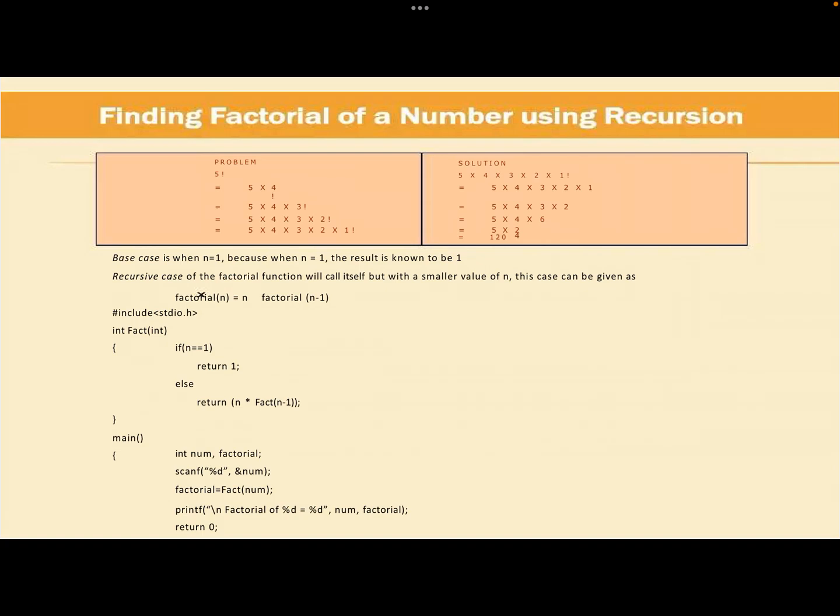When I give n equal to 2, it is taken as 2 into factorial of 1. Similarly, if I give 3, then it is taken as 3 into factorial of 2, and it continues like this till we get the factorial of the nth value, which is given in the main program. So this is one important program based on recursion, which tells you how the function calls itself in order to evaluate the value recursively.